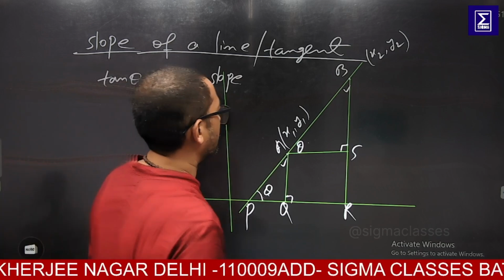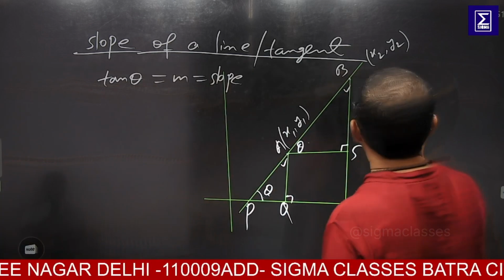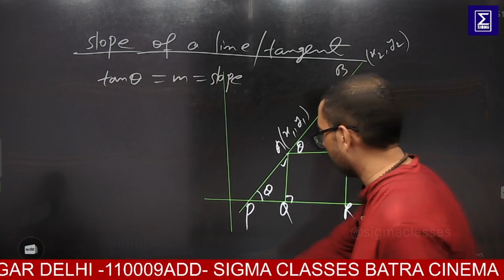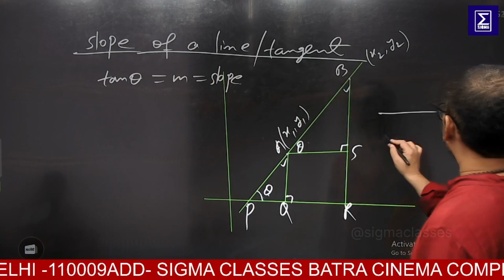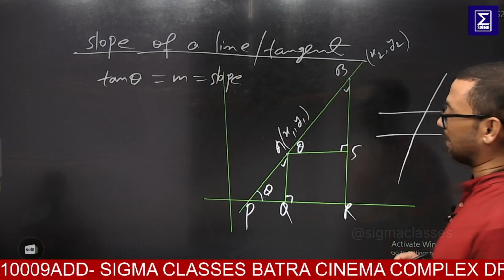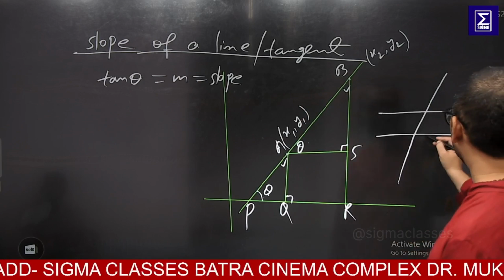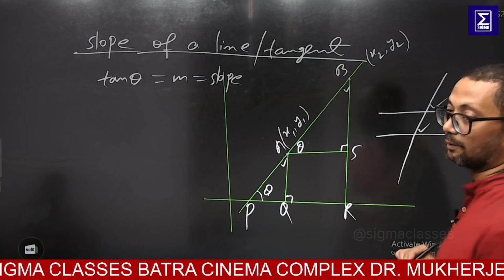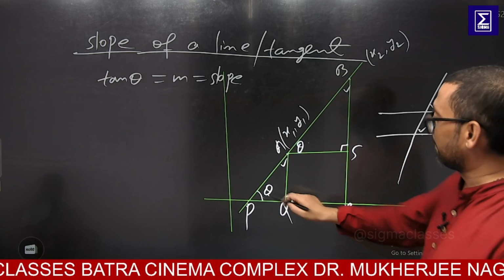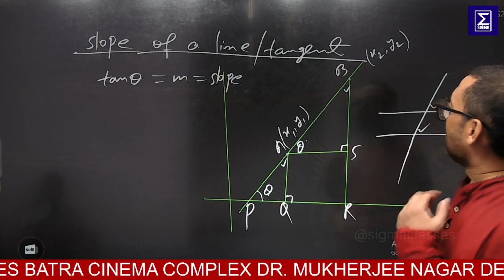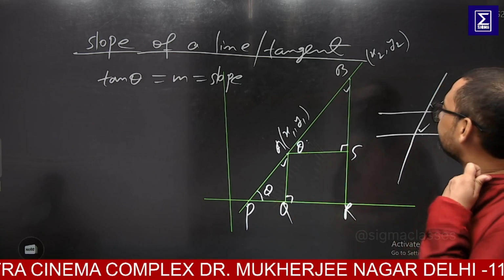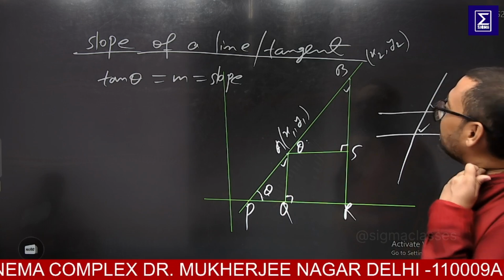कैसे? आप देखो, अगर दो लाइन है और if two lines are parallel, and then this will be the corresponding angle. This angle will be equal to this angle. तो यहाँ पे theta है तो ये भी theta हो जाएगा. हमें क्या चाहिए? We need the slope of this.